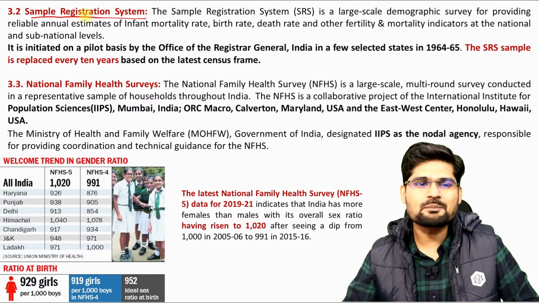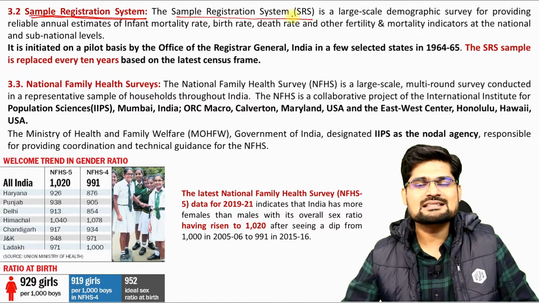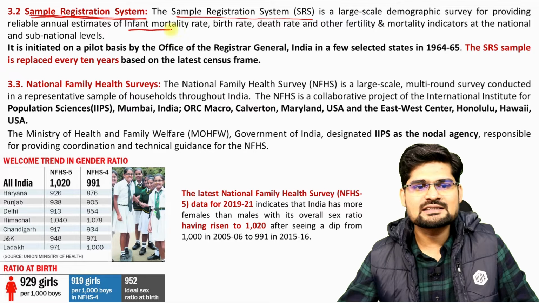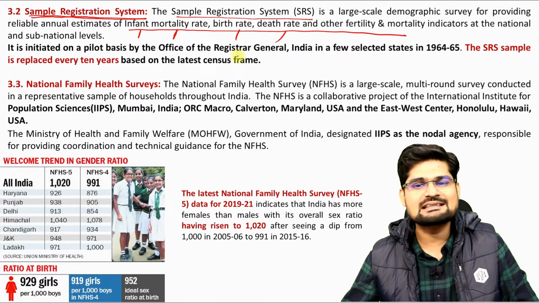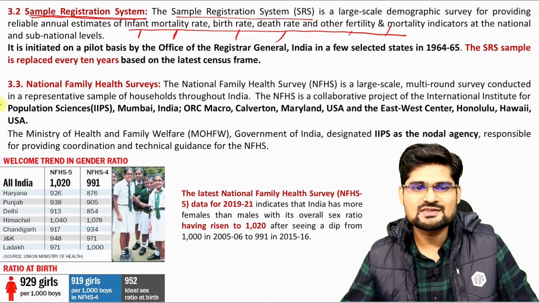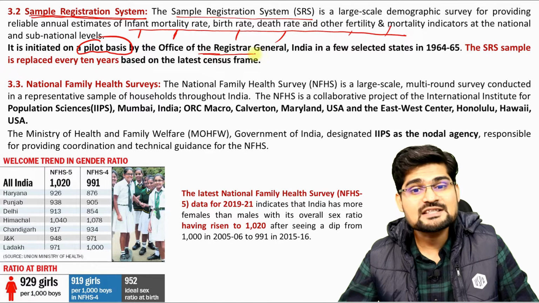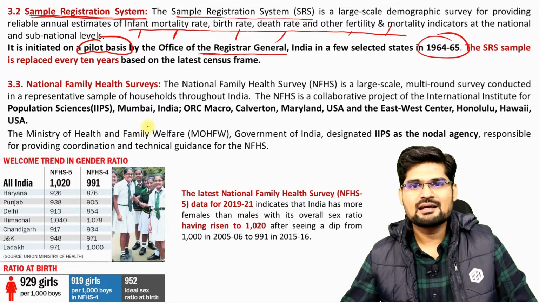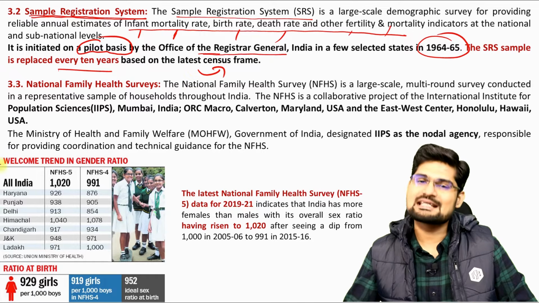Now coming to the second part, that is sample registration system. Now this is also called SRS. As you know, this is available on the Census of India website. It talks about several kinds of data estimates related to these. If you observe infant mortality rate, birth rate, death rate and other fertility and mortality indicators, this we get from sample registration system. It is initiated on a pilot project basis by the Office of Registrar General India in select few states in 64 and 65, right? And now it is on more frequent basis. It is done every 10 years. It aligns with the census frame.